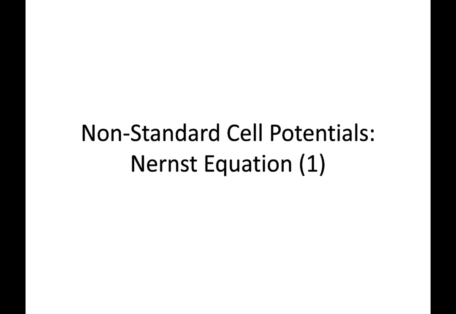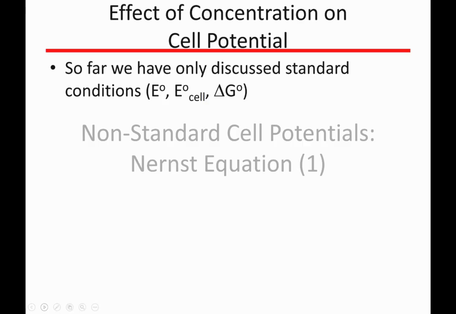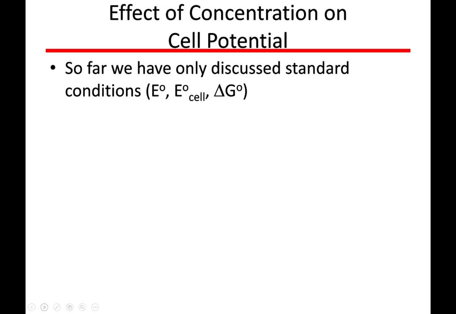Let's now discuss electrochemical cells that are under non-standard conditions. Up to this point, everything that we've talked about has been under standard conditions, right? You've seen E naught, E naught cell, delta G naught, and I'll remind you that that would require us to have 1 molar concentrations for all of the solutes in aqueous solutions or 1 atm pressures for gases.